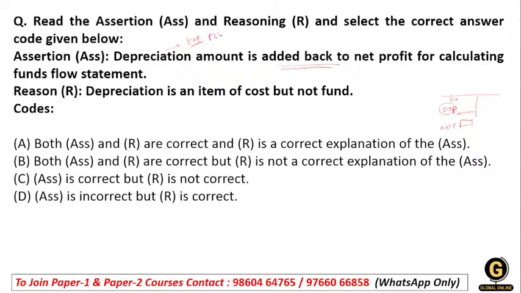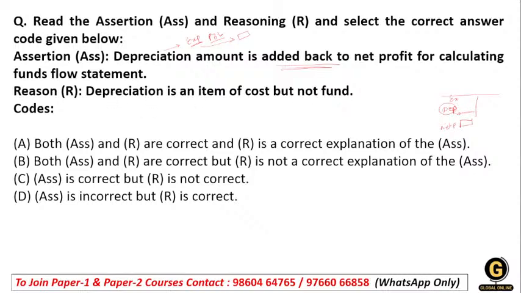Okay, from the P&L, due to depreciation expense our profit will be reduced. So that's why we have to add it back to the net profit while we are calculating the fund flow statement, because in the fund flow statement we find out the actual outflow of funds. Okay, and what is the reason given? The reason is also true, that depreciation is an item of cost but not of fund.